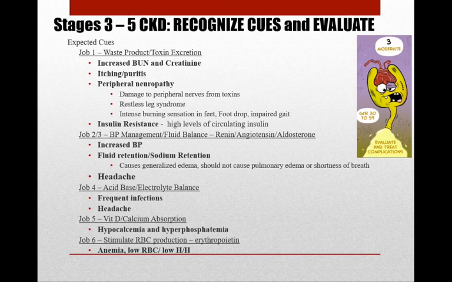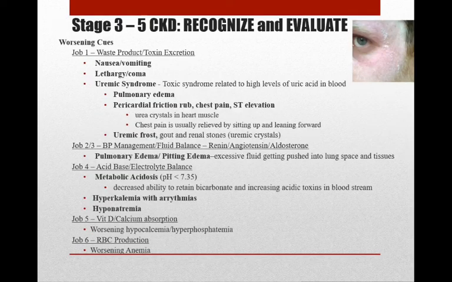As things get worse, as you progress through the stages, so really if we were doing expected cues, this would be kind of stage 3 or managed stages 4 and 5. This is what we expect to see. We're not trying to combat this stuff. We just expect to see it because the kidney's not working. Here's what become really things that we need to treat and symptoms that we need to manage.